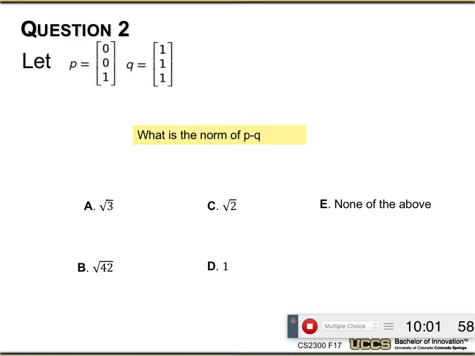Oops. Oh, my battery died. Okay, now there's a new one.